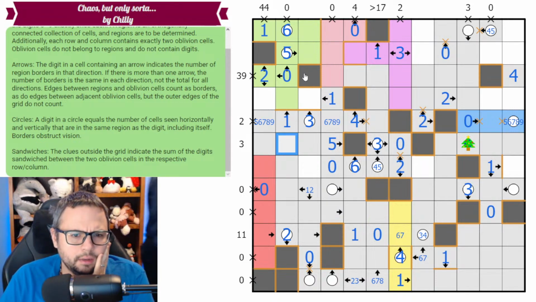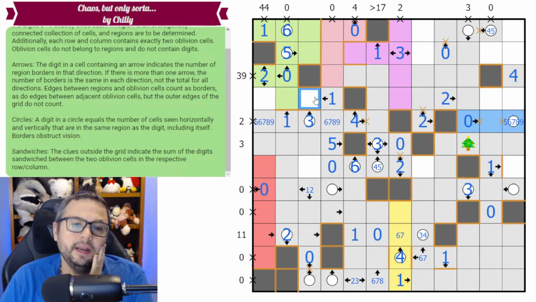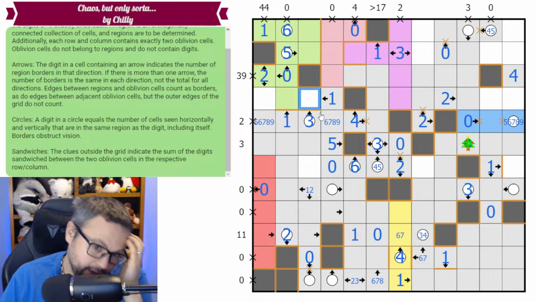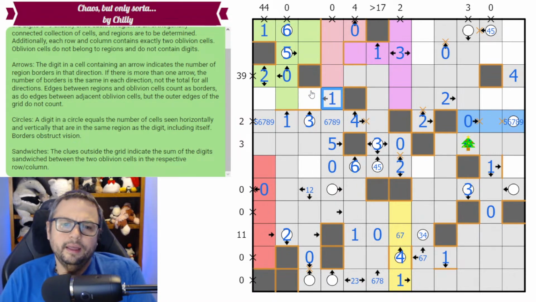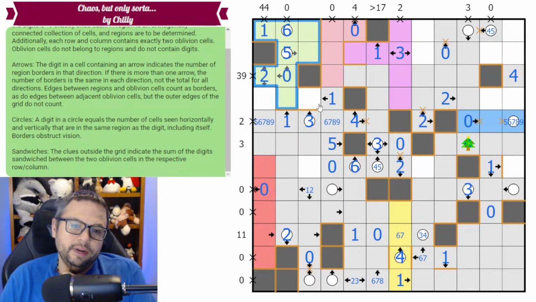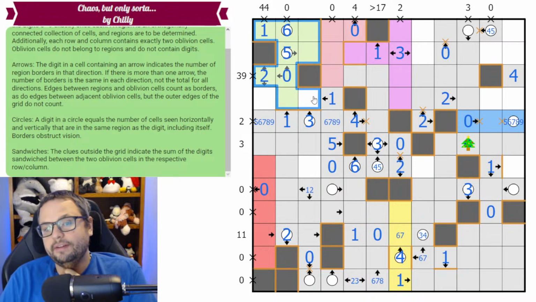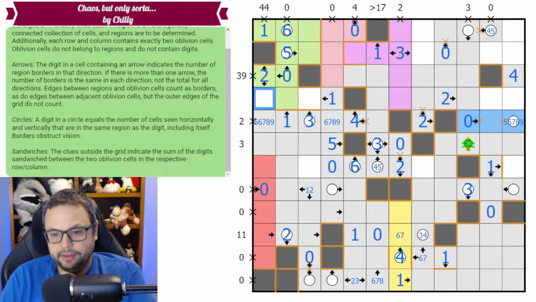So, oh, green already has a 1. So green can't possibly take this cell. And so now green is at 1, 2, 3. Sorry, green is at 1, 2, 3, 4, 5, 6, 7, 8. Green could take this cell, but even if it does, then it has to still take this cell.